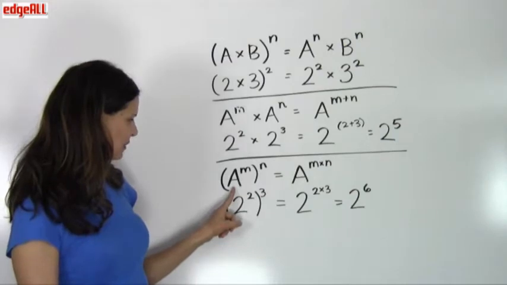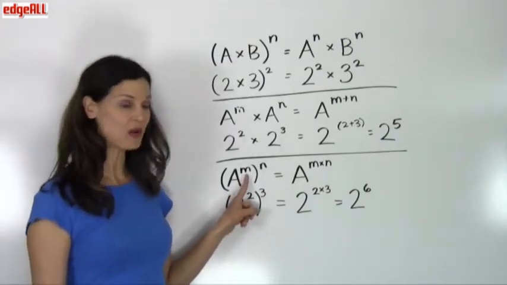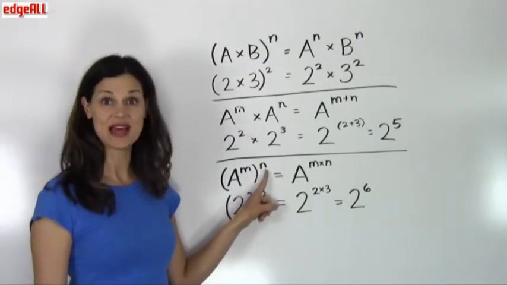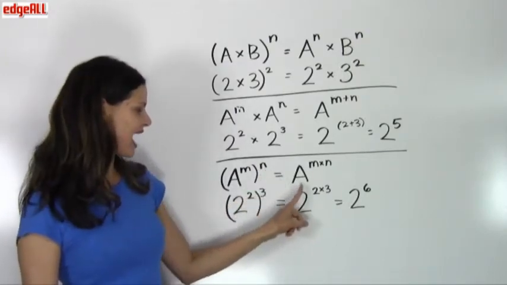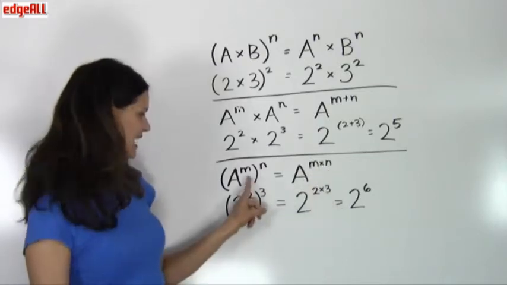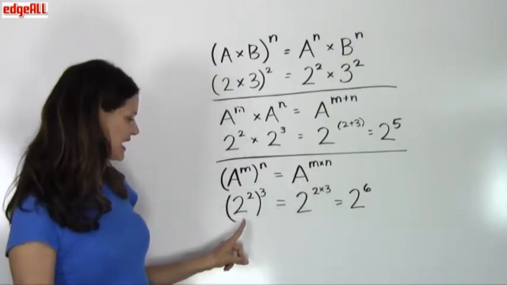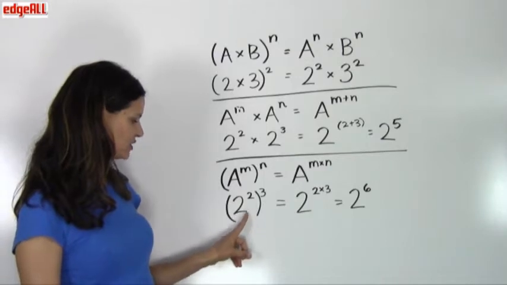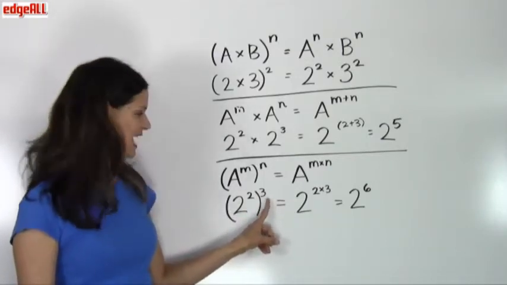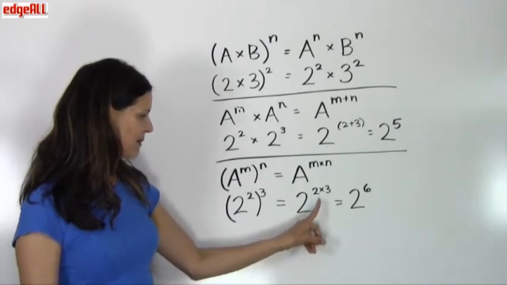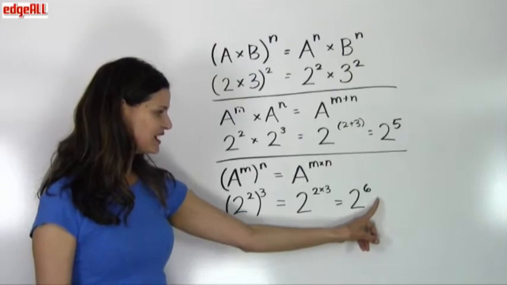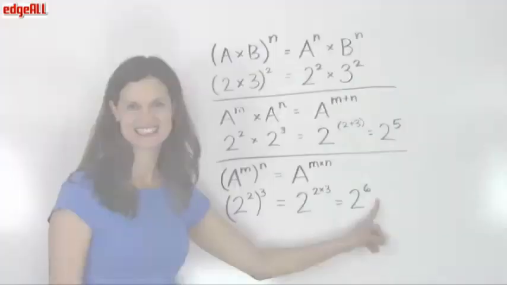If I have a number raised to a power and then I have parentheses around it and that's raised to another power, it's the same as the number and I multiply the two powers together. So in this example, it would be 2 squared, or 2 to the power 2, and then that is raised to the third power. Then I take my 2 and multiply 2 times 3, and I end up with 2 to the power 6.